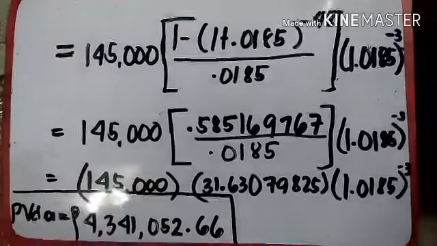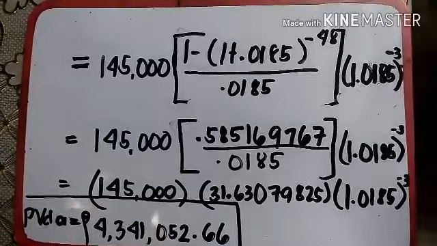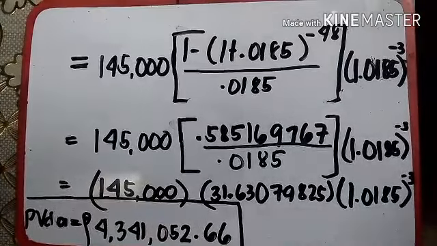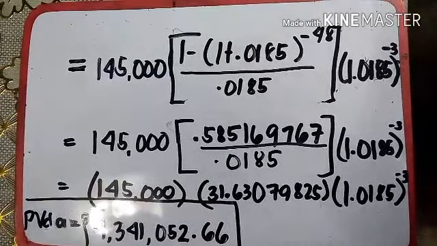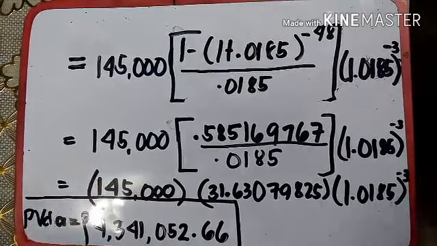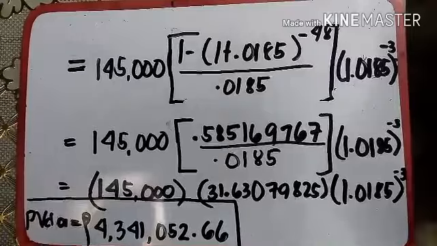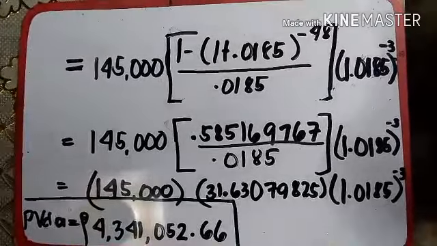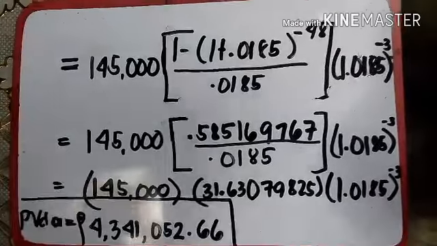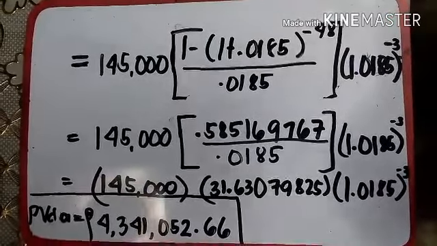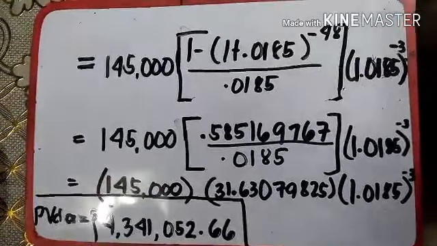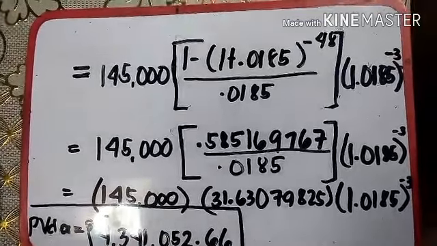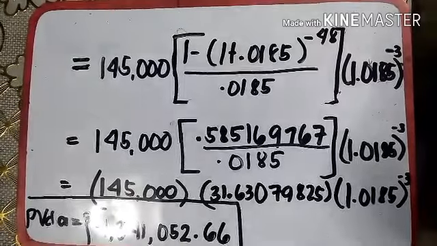And then, once again, we will divide 0.585169767 by 0.0185 to get 31.63079825. And then 145,000 times 31.63079825 times 1.0185 raised to negative 3, and we will get the final answer, which is 4,341,352.66 pesos.